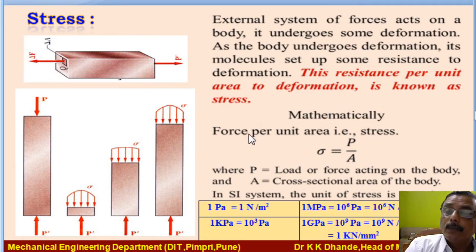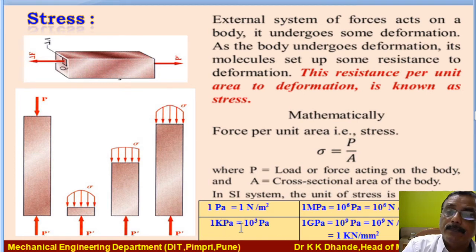Another way we may say force per unit area is also called stress. Stress is denoted by sigma. So we may say load upon cross-sectional area: sigma is equal to P upon A, where P is the load or force acting on the body and A is the cross-sectional area of the body.